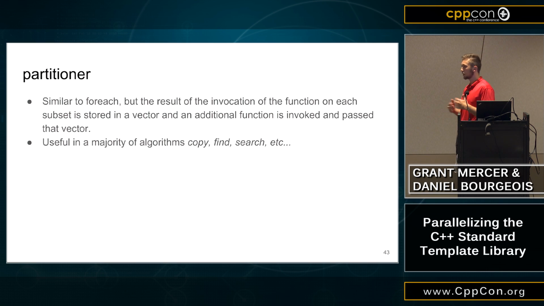Next up, we have a partitioner. So this is a little more complex than a for each partitioner. It's got one extra step. And what it'll do is that after we've partitioned this range into equal elements, we'll apply some function onto each chunk, and we'll store the result of that function on each chunk inside of a vector. And then that vector will be passed to a second function. So this is when you have two-step algorithms like find or search.